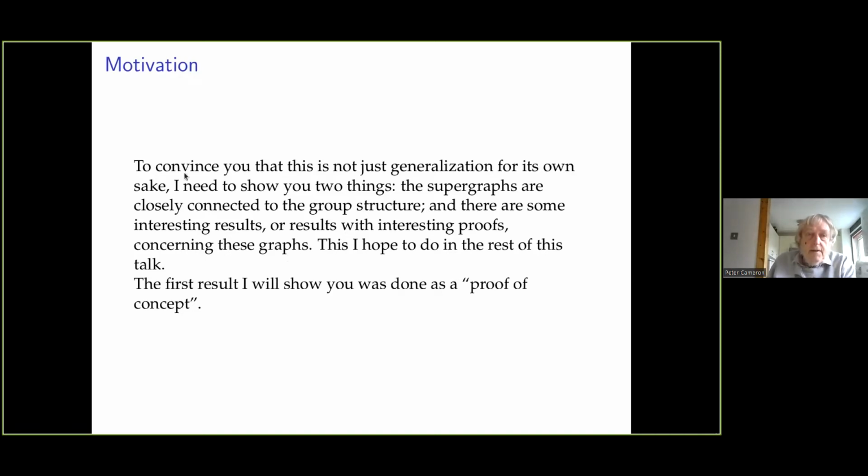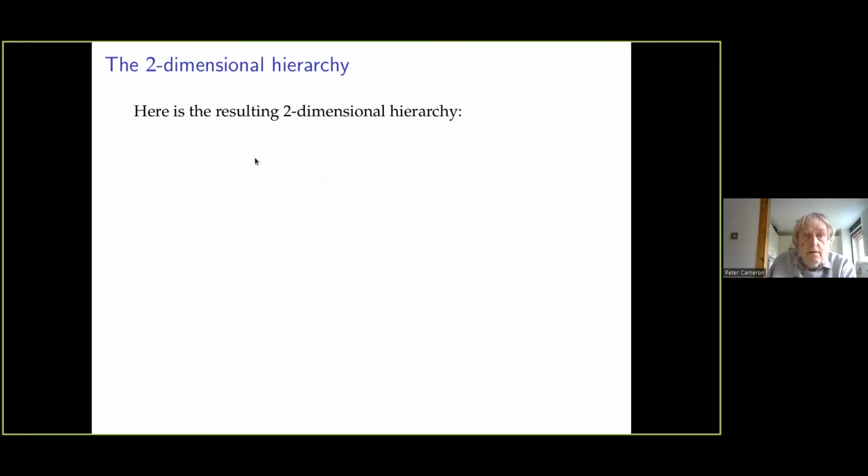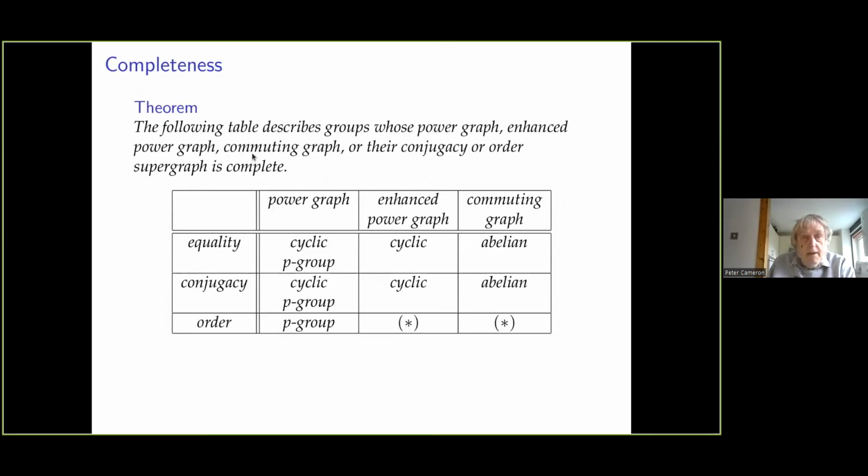So the first thing I did when we produced this generalization, let me just go back to the two-dimensional hierarchy. So there it is. You could say, well, we have 9 graphs there. Can we determine, for example, the classes of groups for which any one of those is a complete graph? And here is the result. So this table describes groups where one of the 9 graphs in that picture is a complete graph.